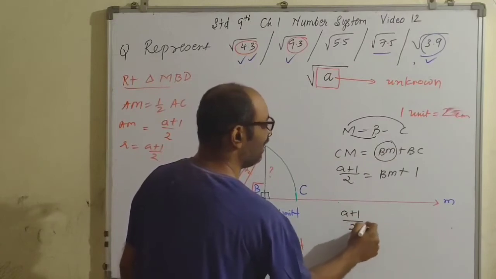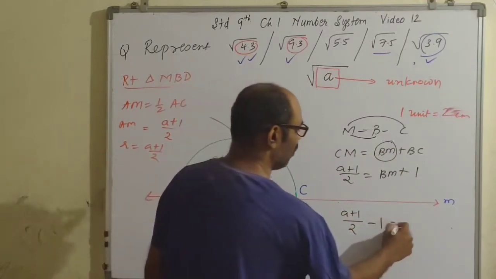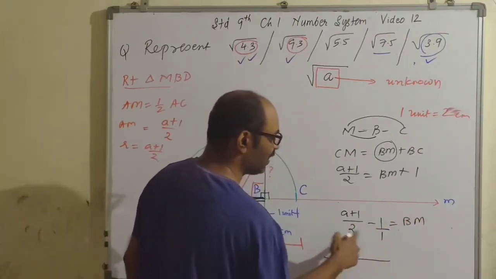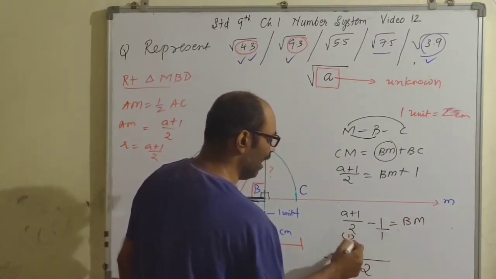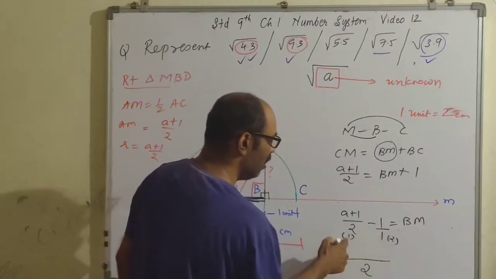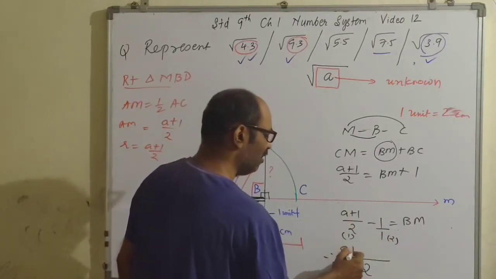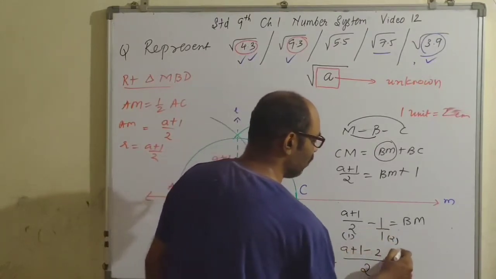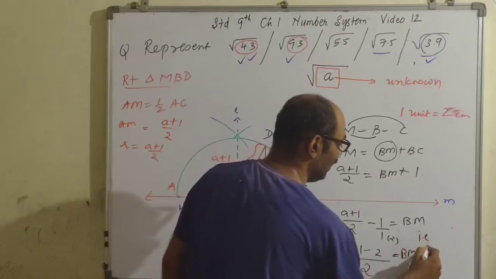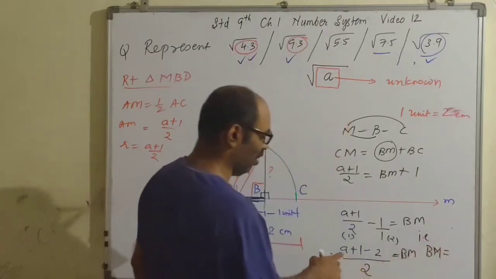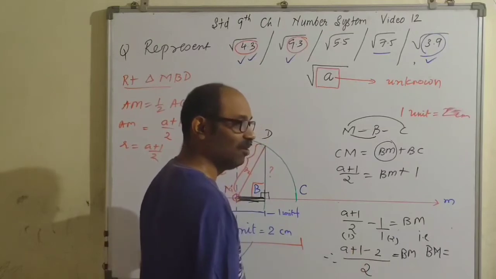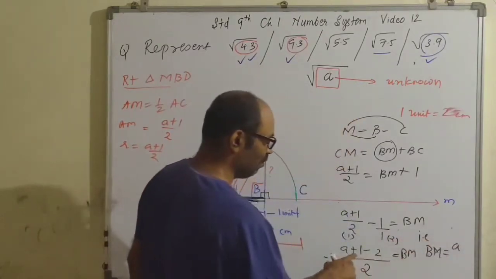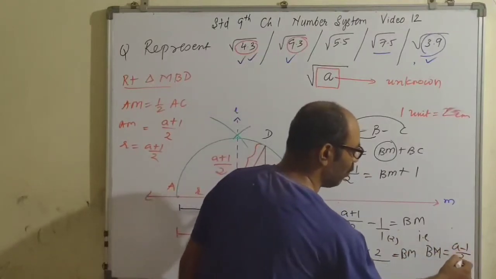So A plus 1 by 2 minus 1 is equal to BM. LCM लोगे तो 1 upon 1 लिखो. So LCM of 2 and 1 is 2. 2 1s are, or 1 2s are, 1 into A plus 1, that is A plus 1. 2 into 1, that is 2 with minus sign, is equal to BM. I.e. BM is equal to, bolo, what is plus 1 minus 2? Minus 1. So A as it is. Plus 1 minus 2 is minus 1 upon 2.